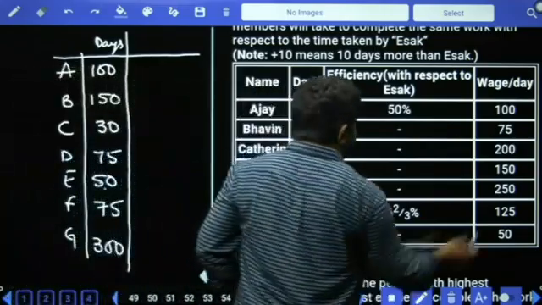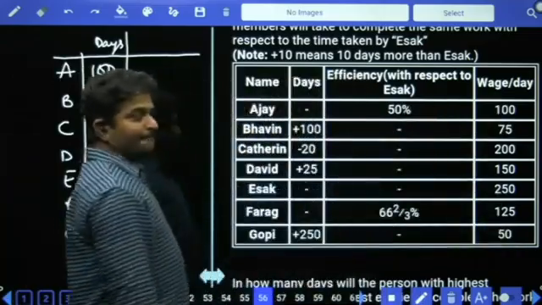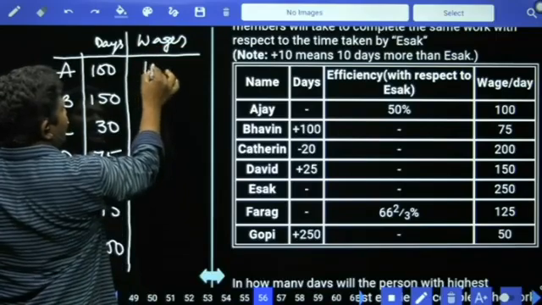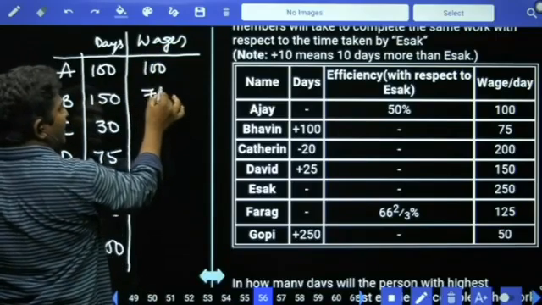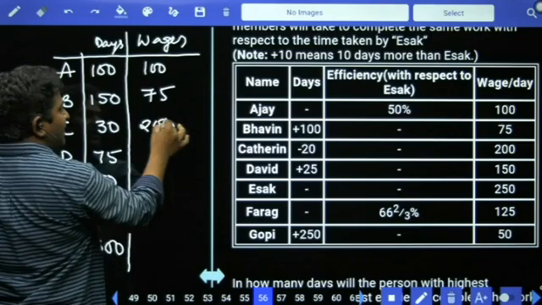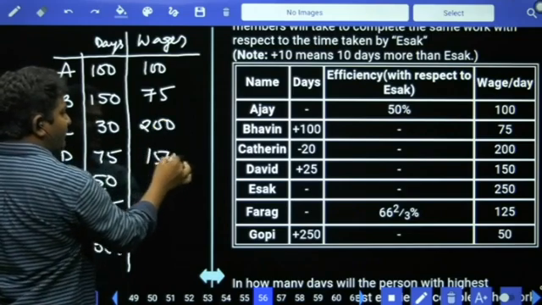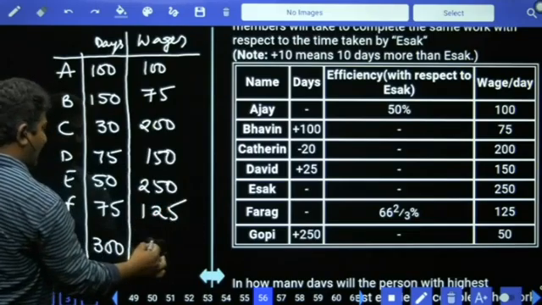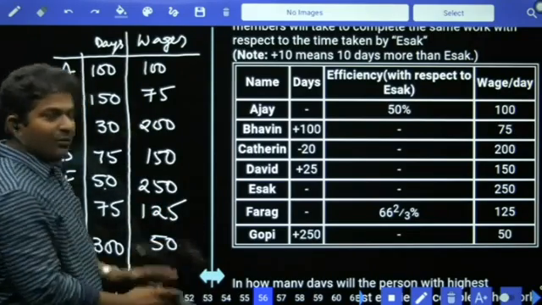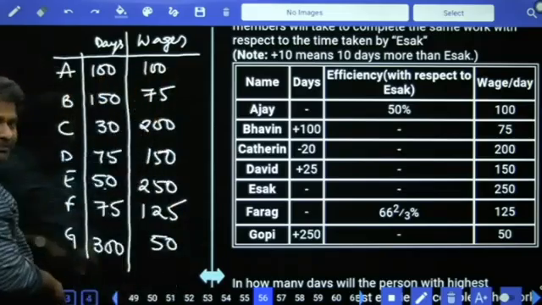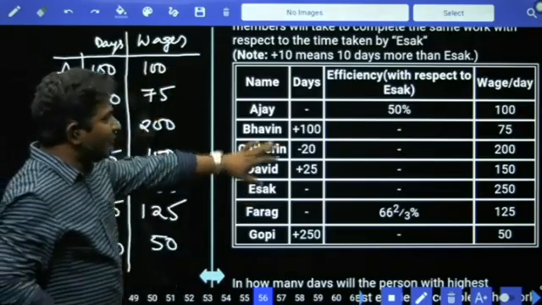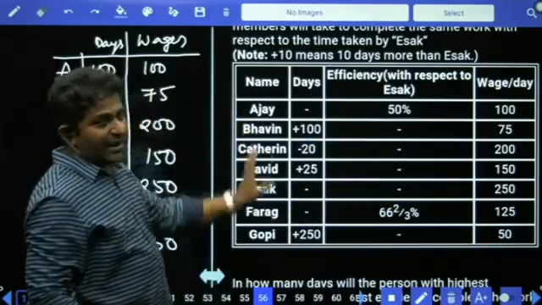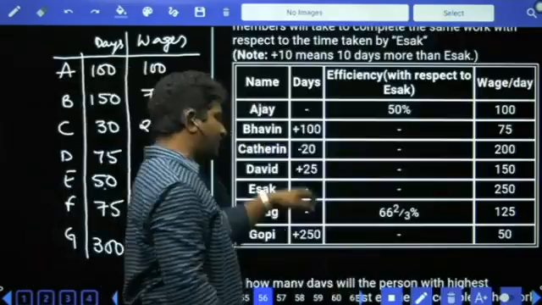Now, in the last case, we were given wage per day. So, wage is also mentioned. So, here Ajay gets 100 rupees, Bhavin 75, Catherine 200, David 150, Isaac 250, Farag 125, and Gopi 50. So now we are done with the entire table. With respect to Isaac, we were given time and efficiency is mentioned. Using efficiency, we calculated time taken by them to complete the work.